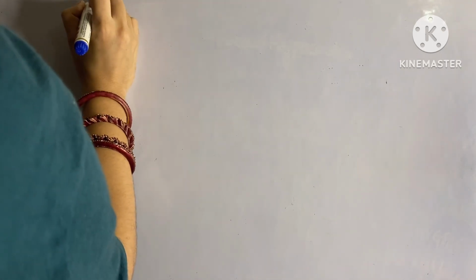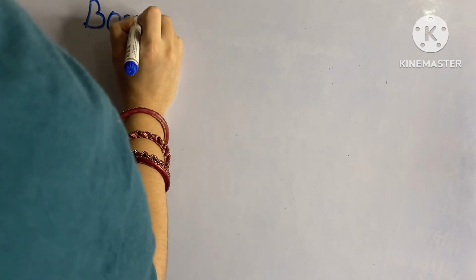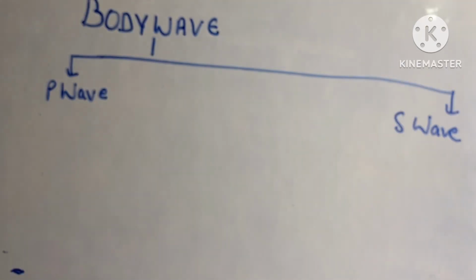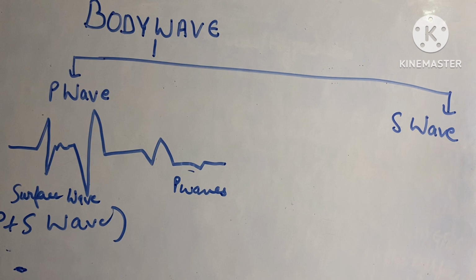So as you already know, body waves are of two types: P waves and secondary waves. P waves are the first waves to arrive at the surface. The speed and direction of the body waves are the best sources to study the layered structure of the interior of the earth. So what are the properties of P waves?